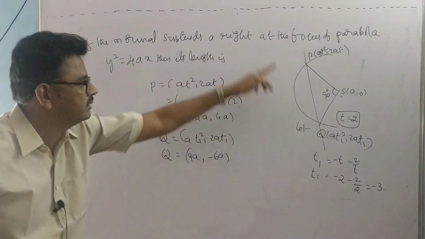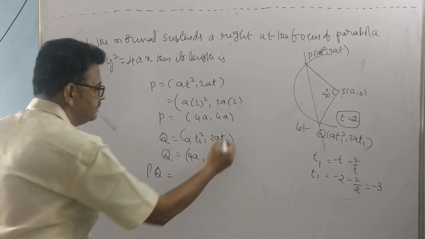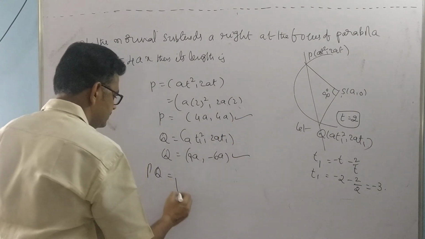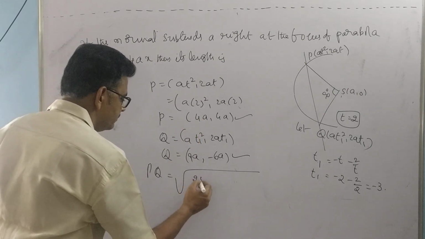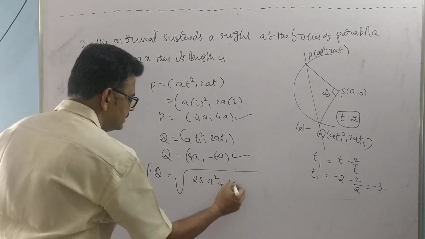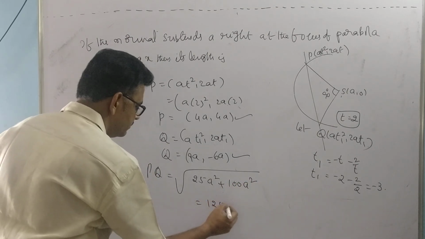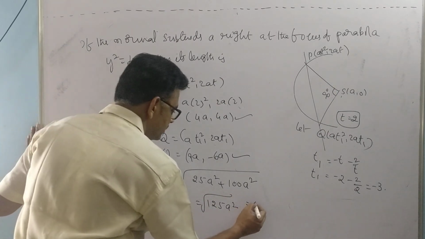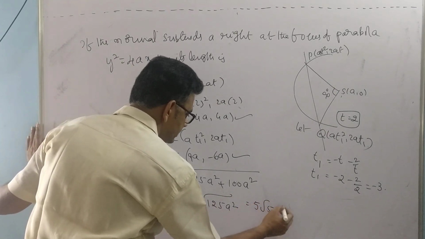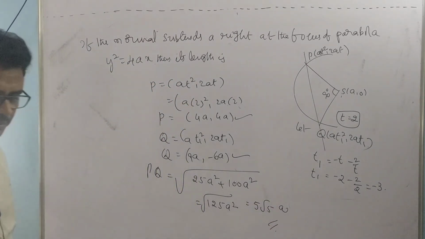Therefore the length of the chord PQ, distance between these two points, is the root of (x2 minus x1) whole square plus (y2 minus y1) whole square, that is root of 25a square plus 100a square, equal to root of 125a square, that is equal to 5 root 5 a. So this is the length of the chord PQ.